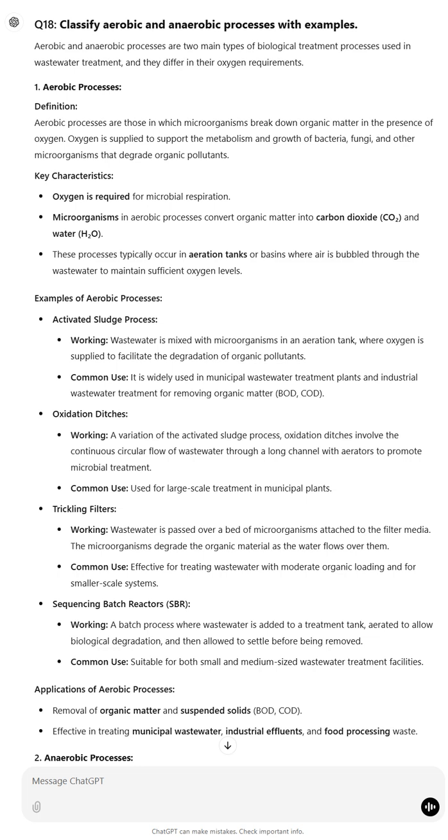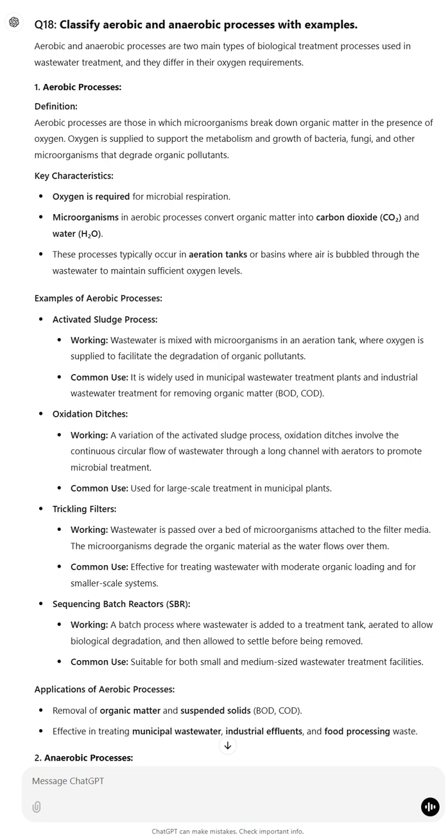1. Aerobic processes. Definition. Aerobic processes are those in which microorganisms break down organic matter in the presence of oxygen. Oxygen is supplied to support the metabolism and growth of bacteria, fungi, and other microorganisms that degrade organic pollutants. Key characteristics. Oxygen is required for microbial respiration. Microorganisms in aerobic processes convert organic matter into carbon dioxide, CO2, and water, H2O.